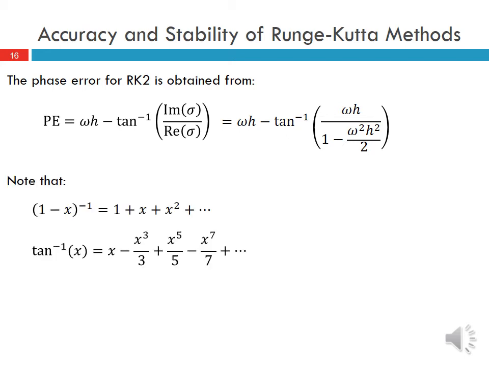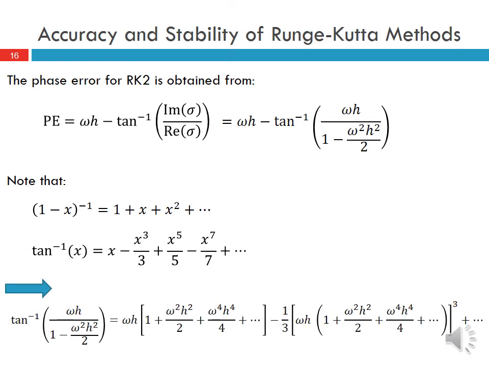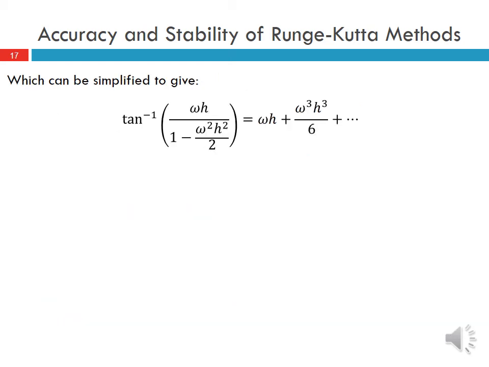And now to expand this out and understand the phase error, we can look at the series expansions of these expressions. So 1 minus x to the power minus 1, or 1 over 1 minus x, can be expanded as 1 plus x squared. An inverse tan of x can be expanded as x minus x cubed over 3 plus x to the power 5 over 5 minus x to the power 7 over 7, etc. So if we combine these two expansions, we can expand out this term as shown here. And this can be simplified to give omega h plus omega cubed h cubed over 6, etc.